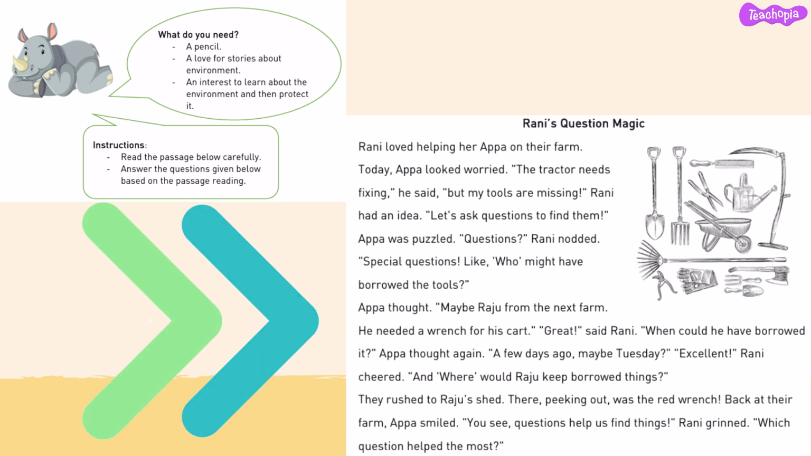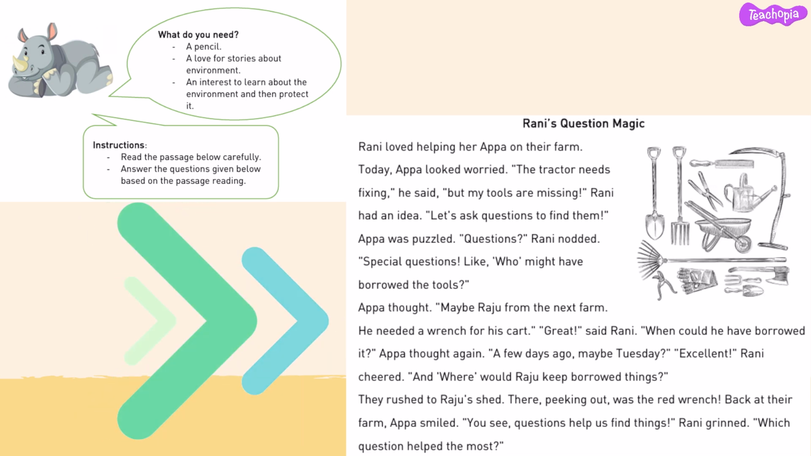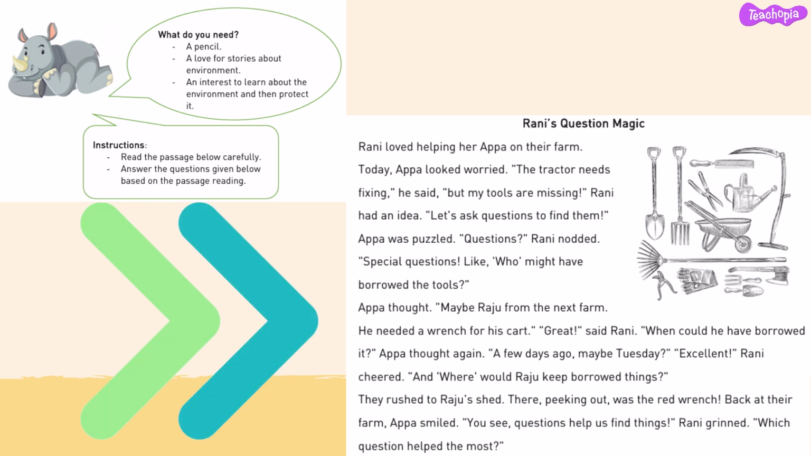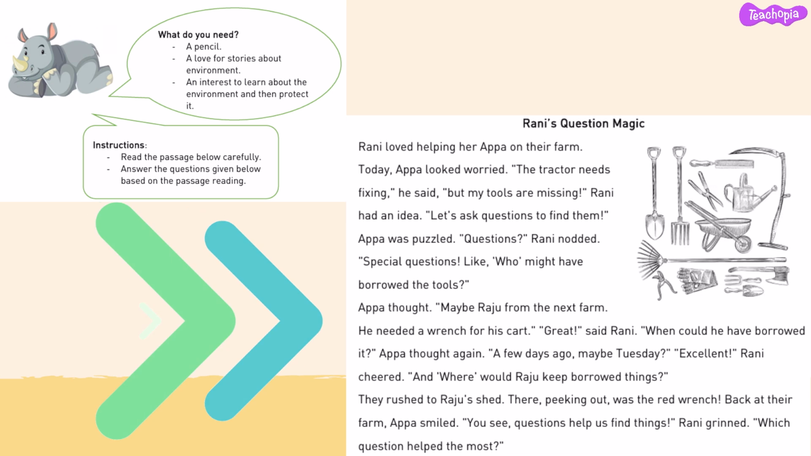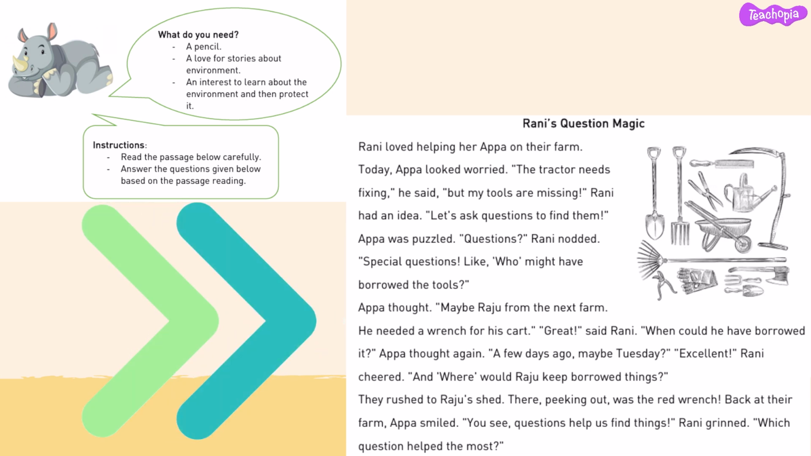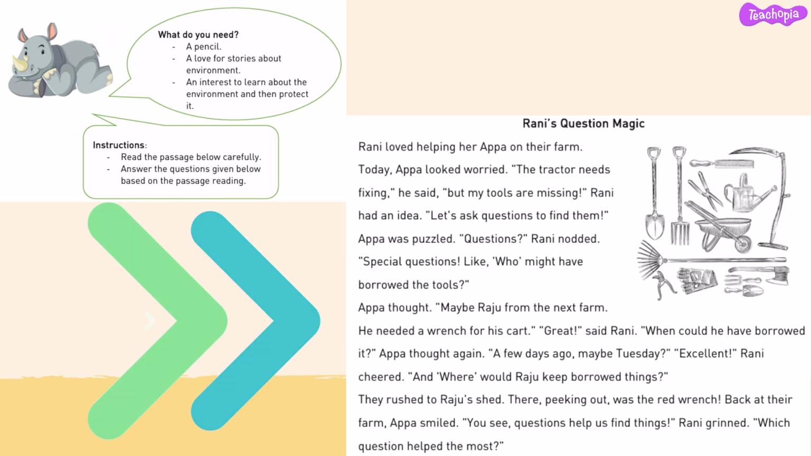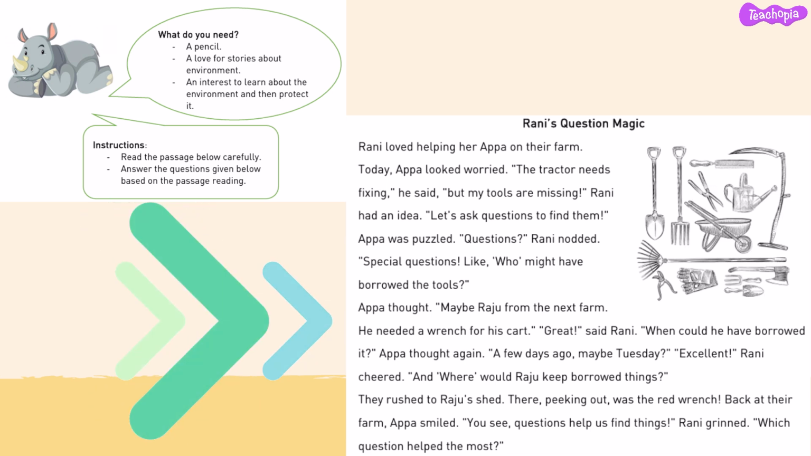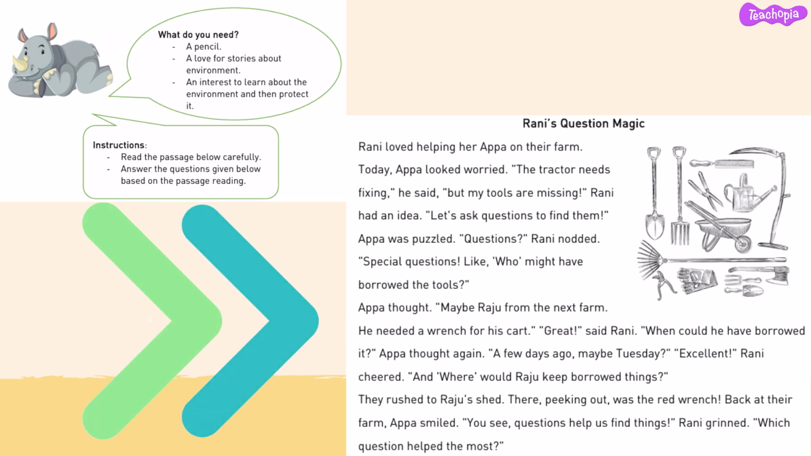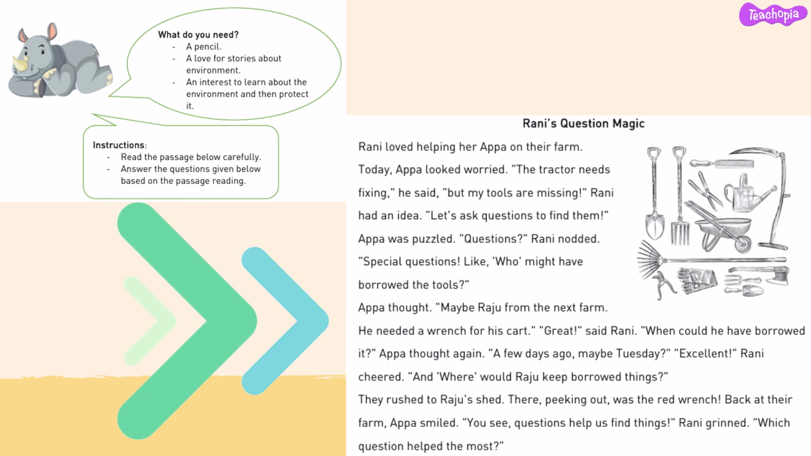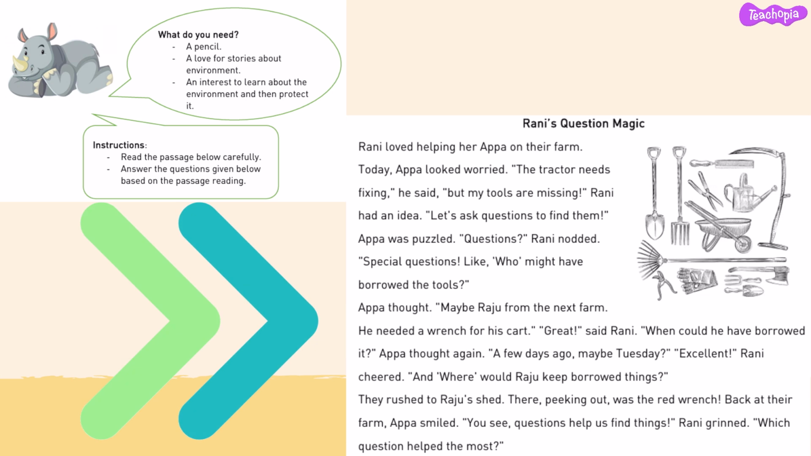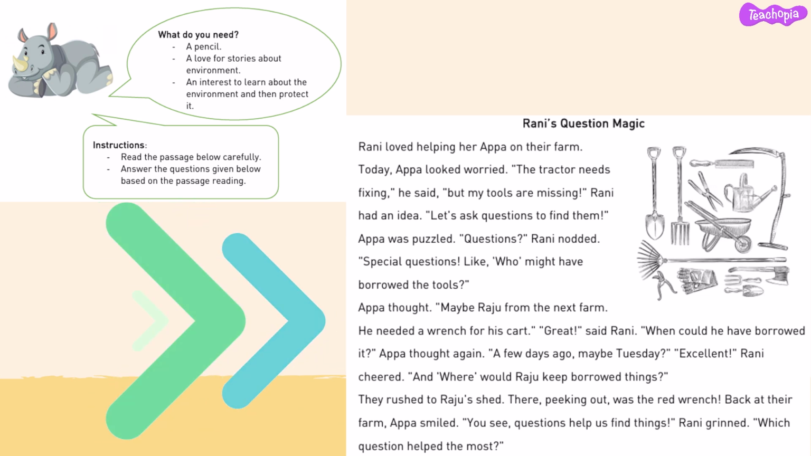Rani's question magic. Rani loved helping her Appa on their farm. Today, Appa looked worried. The tractor needs fixing, he said. But my tools are missing. Rani had an idea. Let's ask questions to find them. Appa was puzzled. Questions? Rani nodded. Special questions, like who might have borrowed the tools? Appa thought maybe Raju from the next farm.